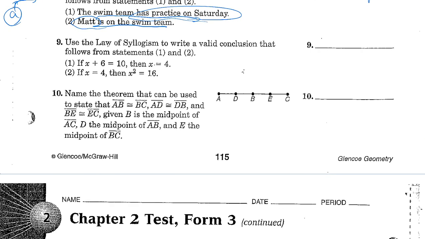Use the law of syllogism. So syllogism says if A implies B and B implies C, we could combine them to make one big A implies C. So we have if x plus 6 is equal to 10, then x is 4. So that's our A to B. And then starting at B, if x equals 4, then x squared equals 16. So we now know that if x plus 6 equals 10, then we could skip the x equals 4, then x squared equals 16. Okay, that's what law of syllogism does. Just puts two conditionals together.